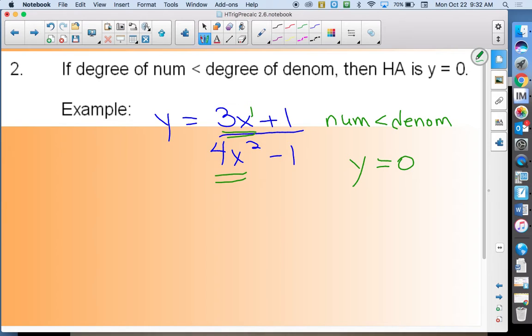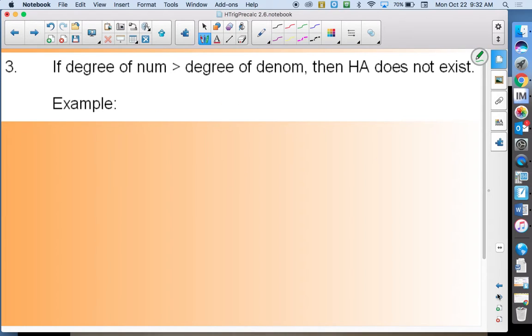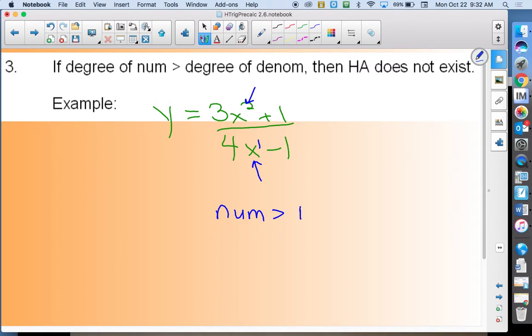And then the last one says if the power on the top is bigger than the power on the bottom, then the horizontal asymptote does not exist. There isn't a horizontal asymptote. So taking the same equation that we were working with, 3x squared plus 1, and then maybe on the bottom we only have 4x minus 1. So looking at the largest power of the numerator and the denominator, so this time the degree of the numerator is greater than the degree of the denominator.